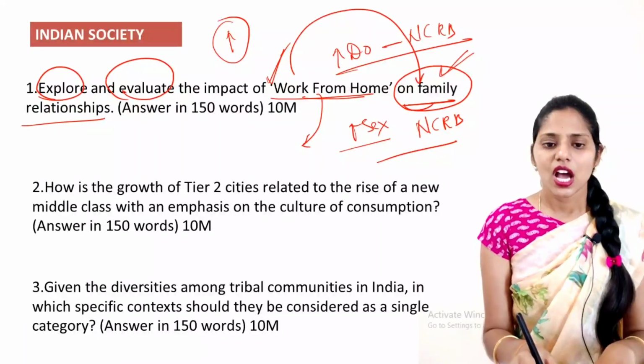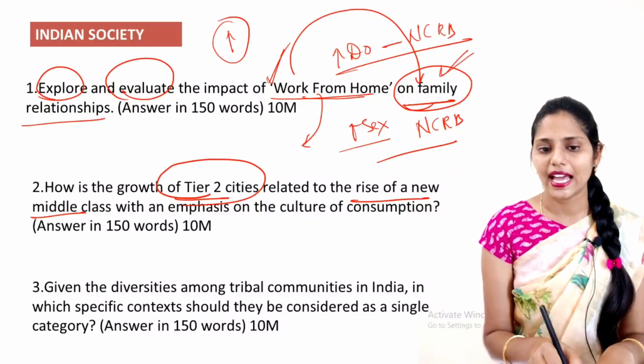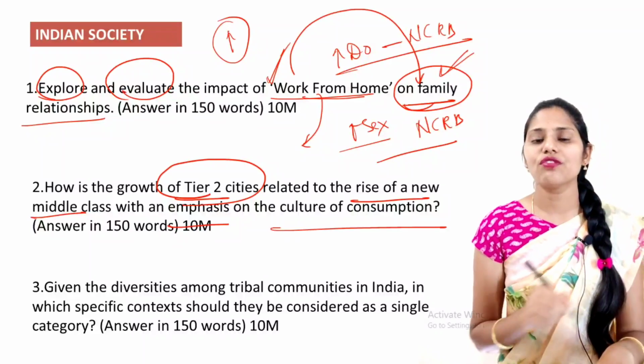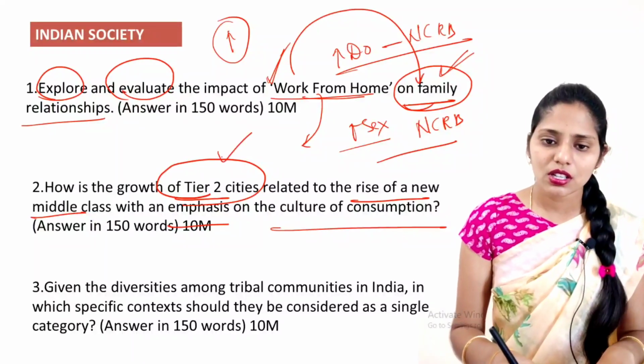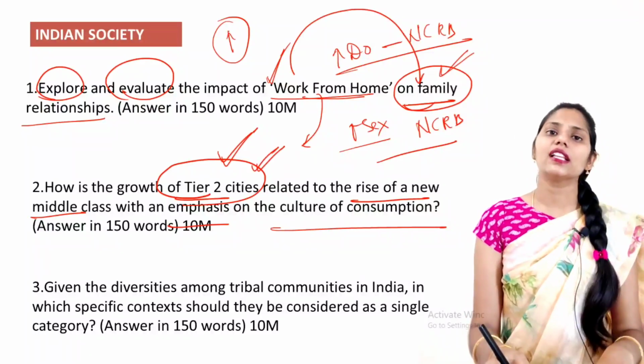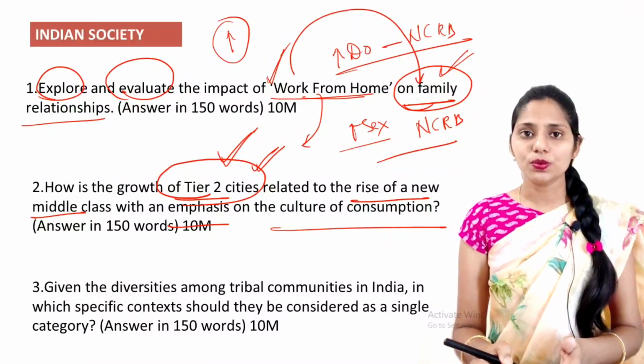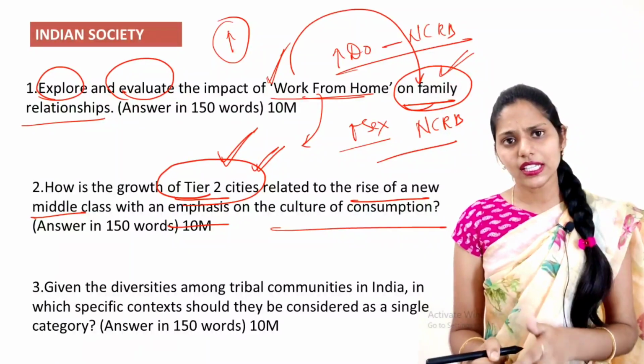And the next one here is, how the growth of tier 2 cities is related to the rise of the new middle class, with an emphasis on the culture of consumption. This question is mainly focusing on tier 2 cities. So you can write an introduction regarding tier 2 cities, and you can give some examples, for example, Agra, Ajmer, Amravati, etc.